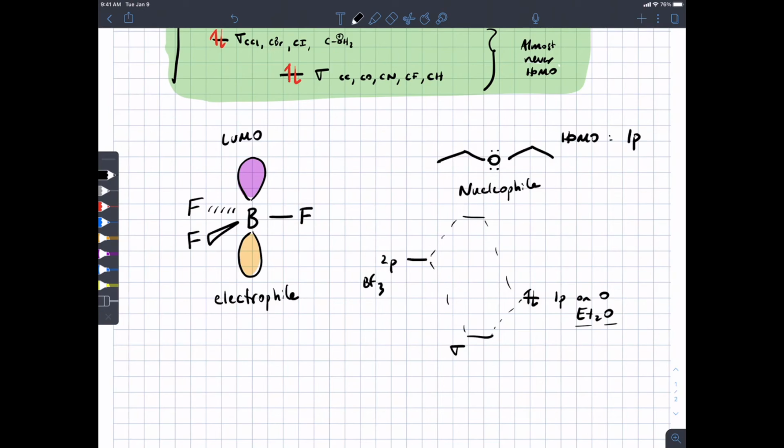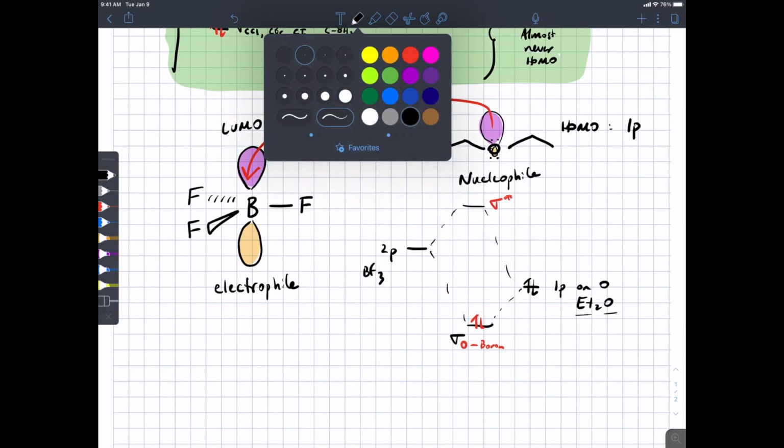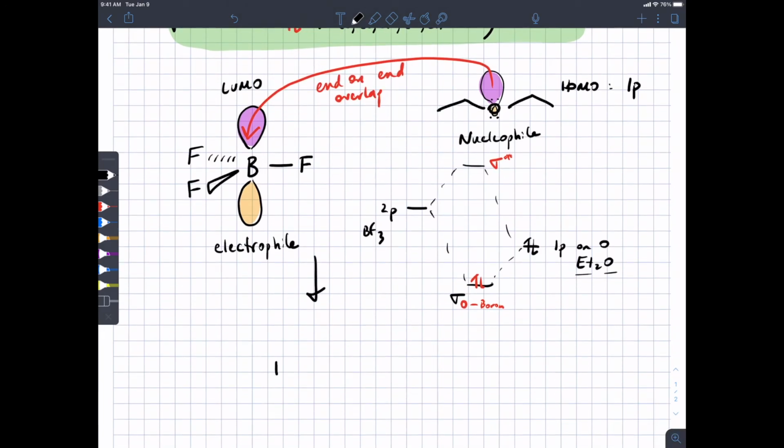You can think of lone pair electrons on oxygen as being in something like a hybrid type orbital. You don't have to think about it that way, but it's perfectly fine if you do. We would have this lobe of the lone pair attack the matching lobe on BF3, end-on-end overlap, and that's going to give us a new sigma bond between oxygen and boron. The electrons from the non-bonding orbital will go there, and then we'll also make a new sigma star.